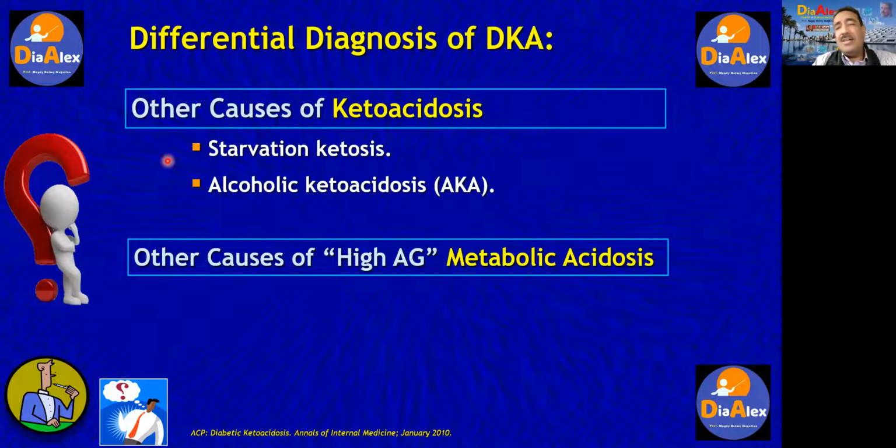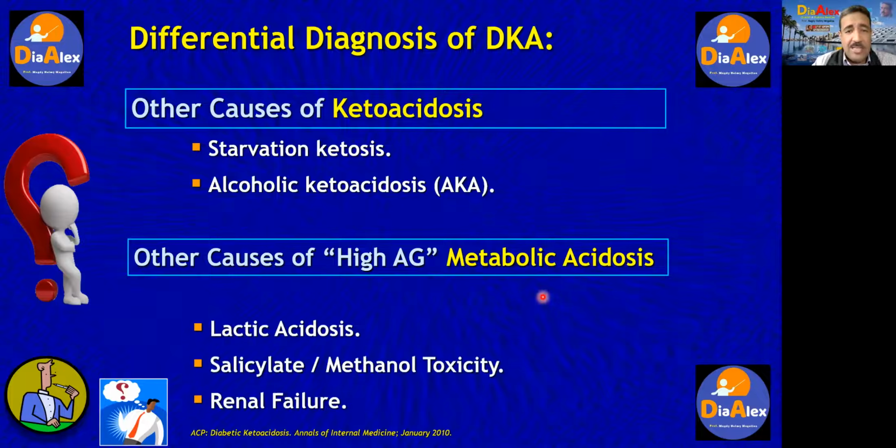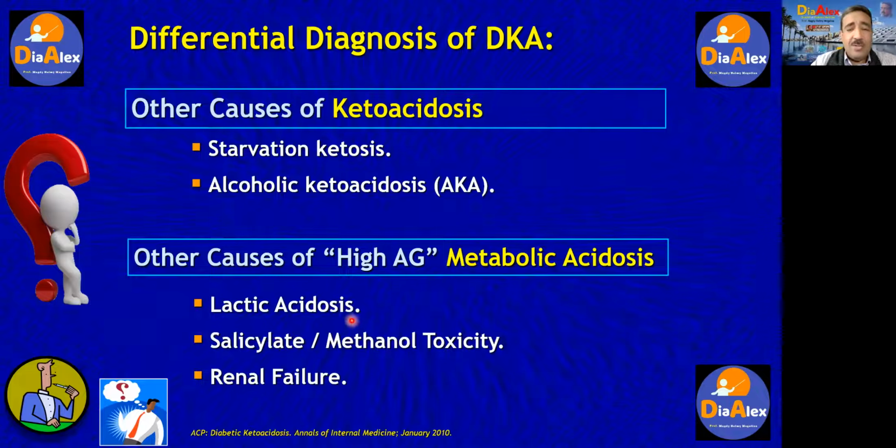And lastly, we mentioned that DKA is one of the causes of high or wide anion gap metabolic acidosis. Is it pathognomonic for DKA to find a patient with high anion gap metabolic acidosis? No. Other causes of wide anion gap metabolic acidosis include lactic acidosis, salicylate toxicity or methanol toxicity, and renal failure. These causes are associated with high anion gap metabolic acidosis as well.